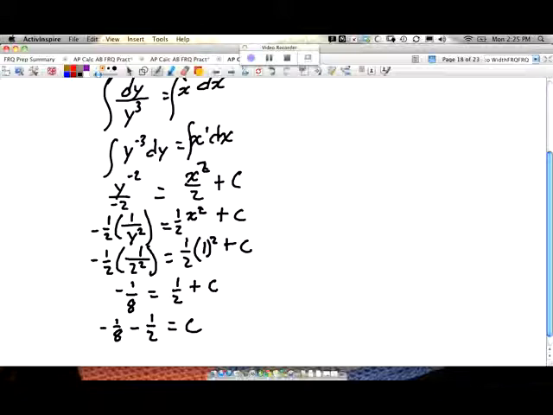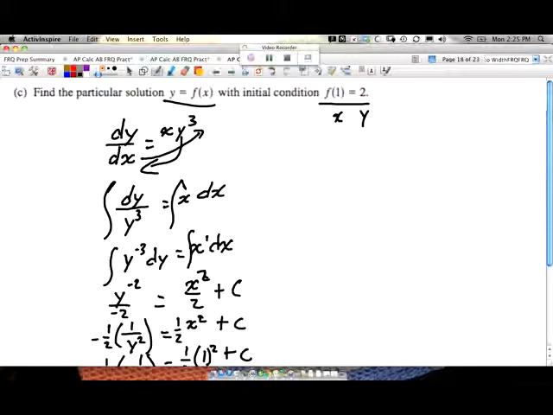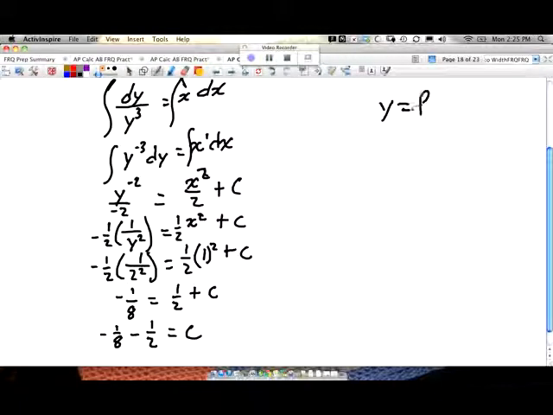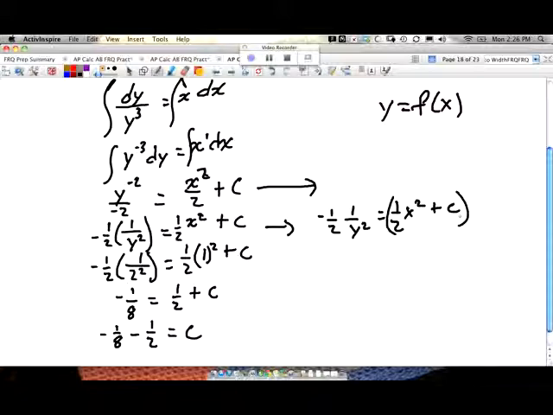Alright, now do we have to put it all by itself with y? Yes, we do. We have to get y equals f of x. So let's start from here. Actually, let's go to here. We're going to have negative 1/2 times 1 over y squared equals 1/2 x squared plus c. Okay, I'm going to kind of cheat here. I'm going to do this the shortcut way.